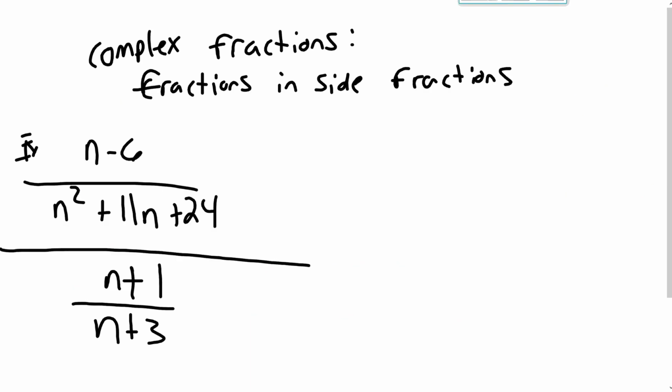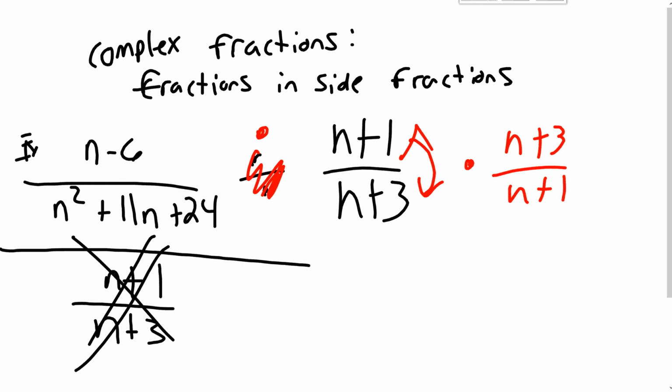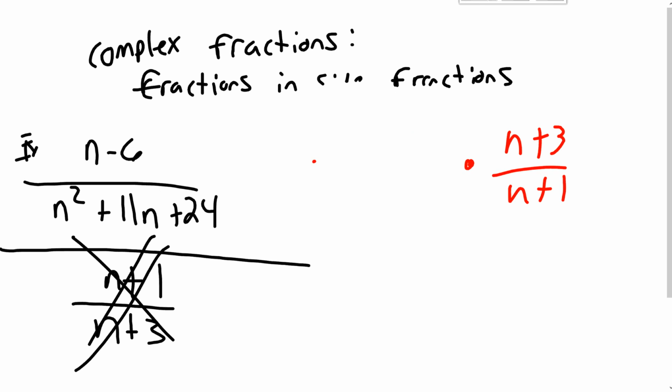Okay, so this looks kind of scary, but really it's kind of the same thing as before. I can take this and just cancel that, right? And I could rewrite that as divided by n plus 1 over n plus 3. It just looks complicated. And then I can rewrite that into multiplication, right? By just flipping these two. So then that would just be multiplied by n plus 3 over n plus 1. So now I can just get rid of this, right? Get rid of that. And multiply.